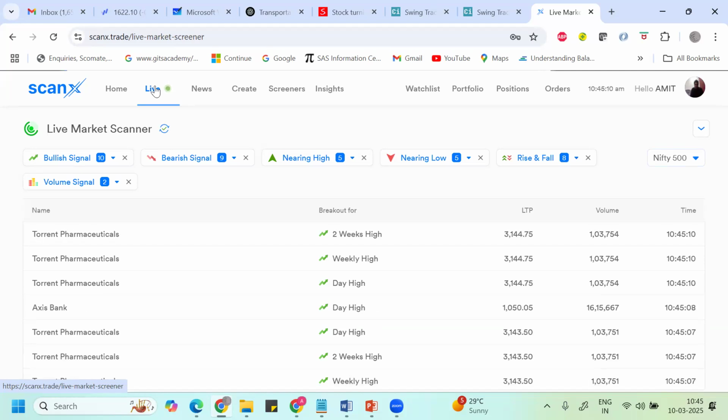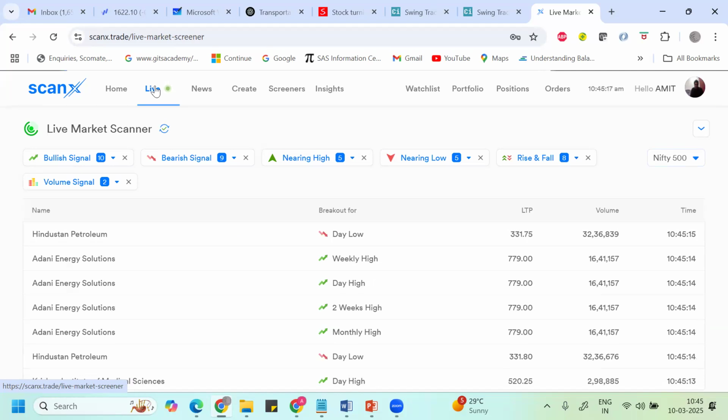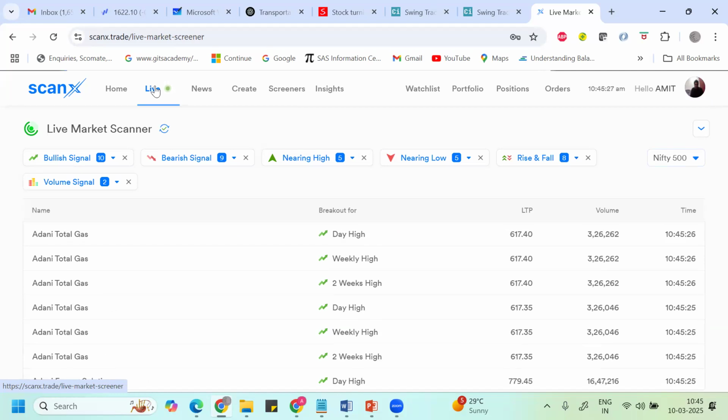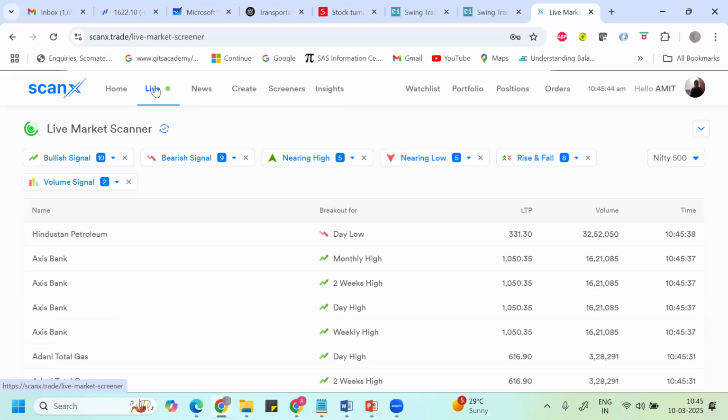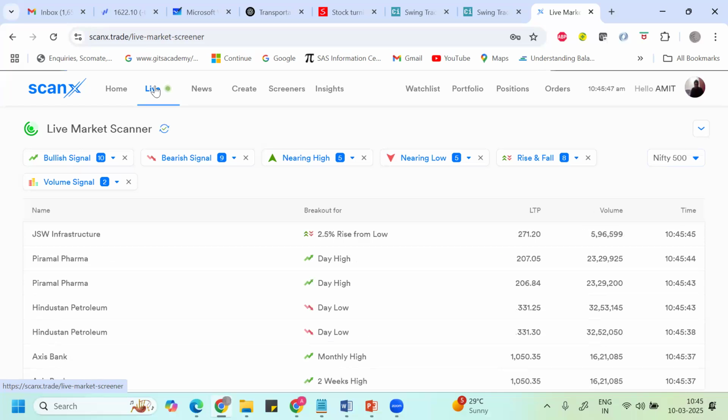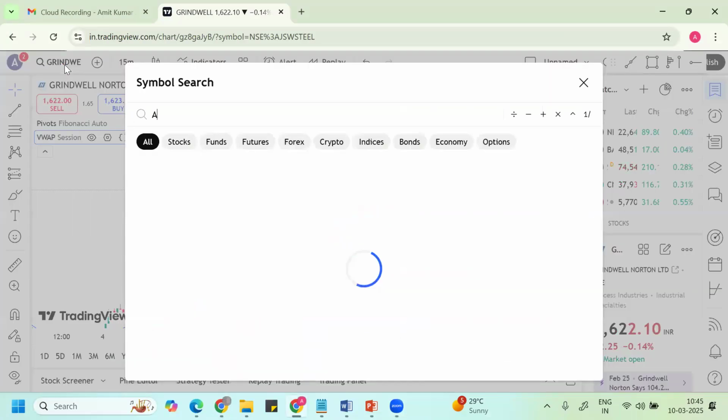One by one, you can search these stocks in TradingView. Hindustan Petroleum is giving negative movement. Adani Energy Solution is giving good movement. So you can see which stocks are giving good movement. Here in Scanex, you will find for intraday purposes which stocks are giving very good movement, and you can consider them for buying. Adani Energy Solution is at a weekly high. Axis Bank is at a 2 week high and day high. See the movement of Axis Bank and Piramal Pharma; they are giving very good movement. So you can consider buying them for intraday purposes.